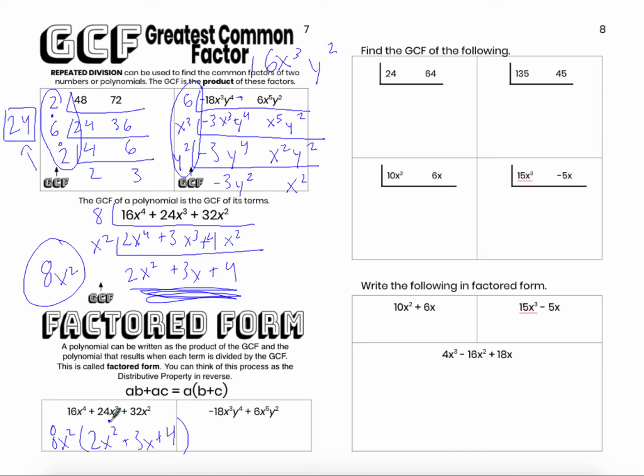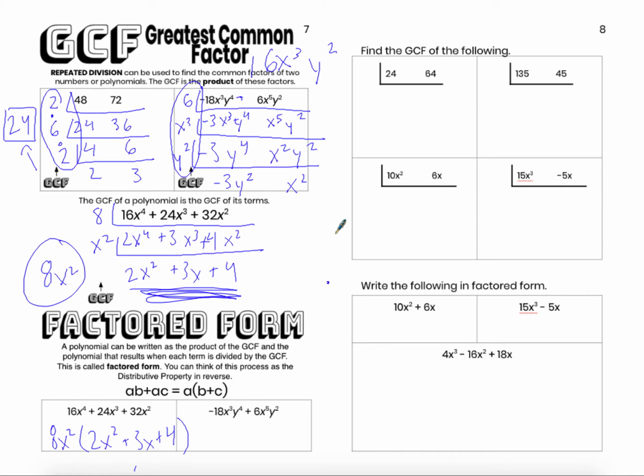This is kind of like working backwards from multiplication. If I multiplied this out, 16x to the fourth, 24x to the third, 32x squared. So when I multiply it out, I can see that my factored form is correct. I just have to make sure that this is in fact the GCF.